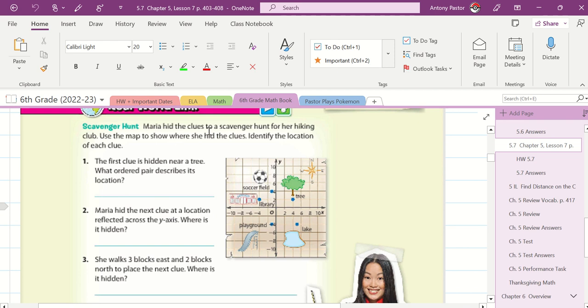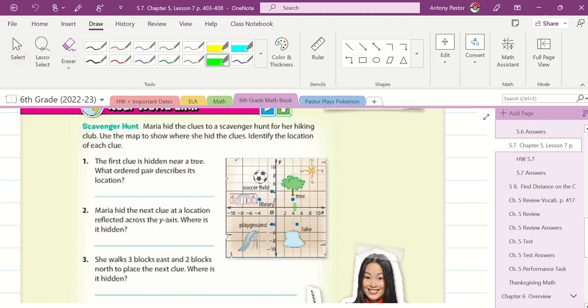Maria hid the clues to a scavenger hunt for her hiking club. Use the map to show where she hid the clues. Identify the location of each clue. The first clue is hidden near a tree. So, given that information and looking at the map, our tree is right here at this point. What ordered pair describes this location? So this is the point we're looking at.